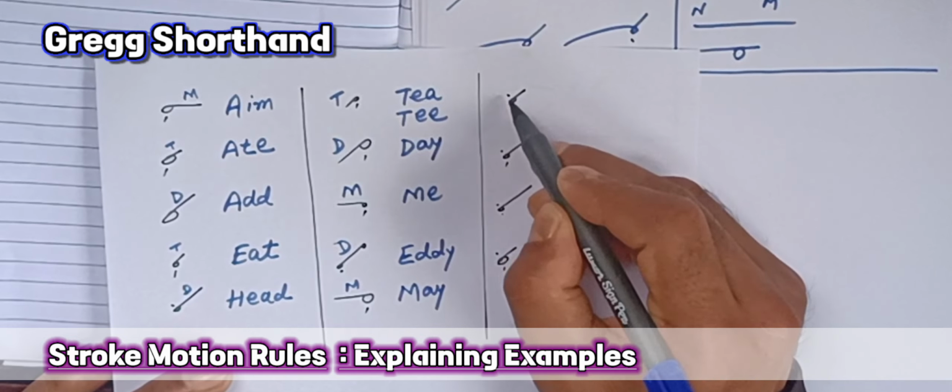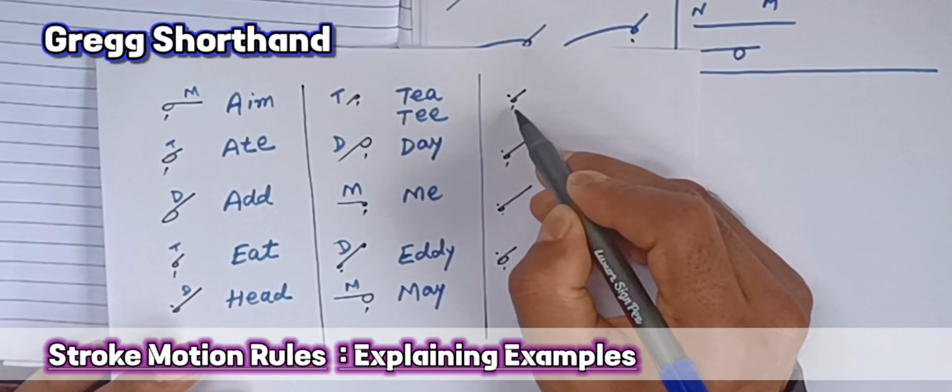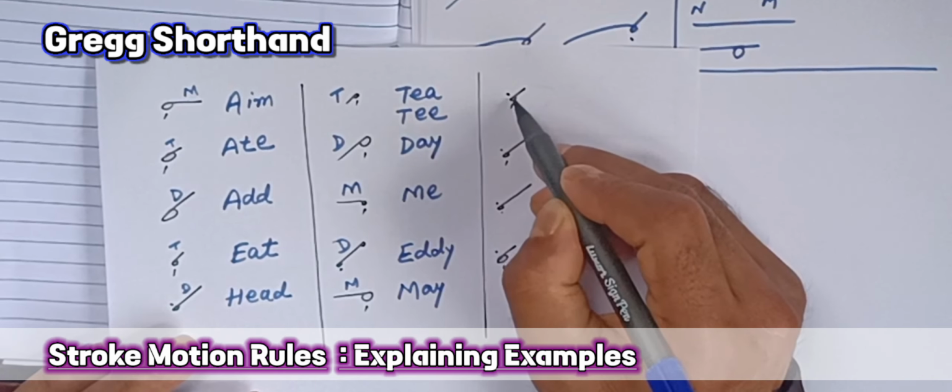What about this one? This is H sound because we have a dot over here. This is not below. Below we have a dash. This becomes a longer sound of E. This becomes eat. But we have a dot over here. This becomes H. So this is heat.